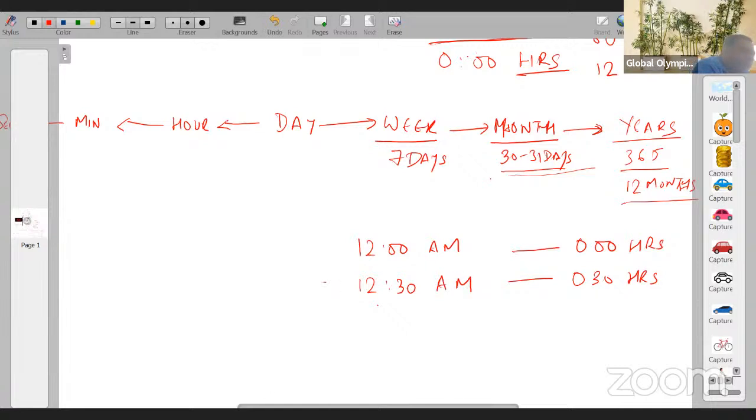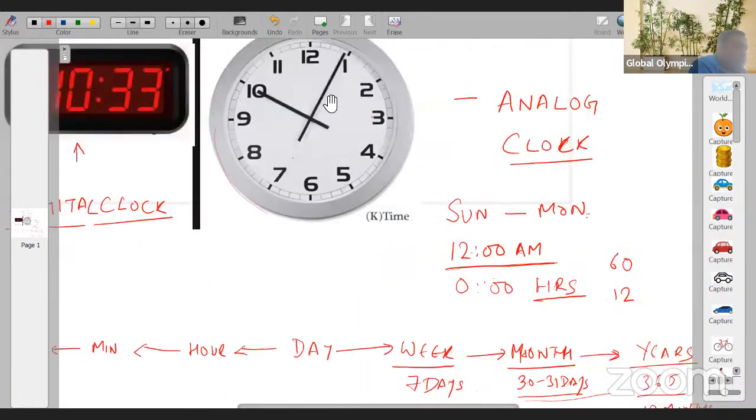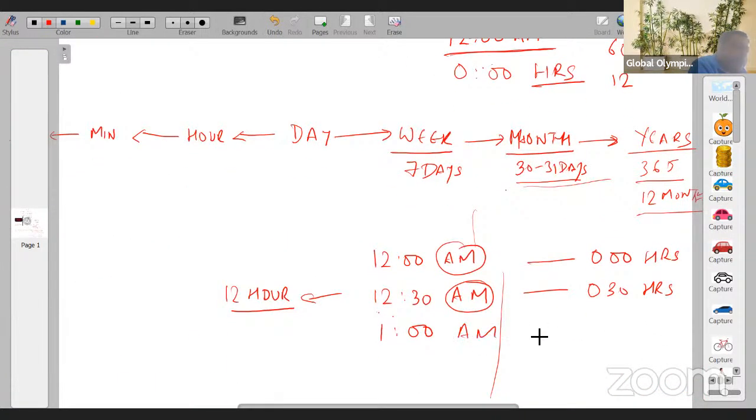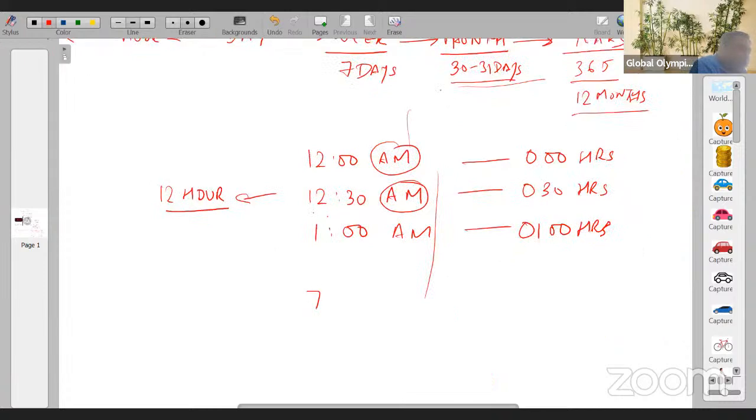This is called a 12-hour timing. When we put an AM or PM, it's a 12-hour time we follow. But after 12, it does not become a 13. It becomes 1 a.m., just like the clock. If you notice, after 12 it is 1, correct? So it will become 1 a.m. in the night, and this will be called 0-100 hours. Like that, in the morning, let's say you wake up at 7 a.m., it is 7 a.m. and it will be 0-700 hours.